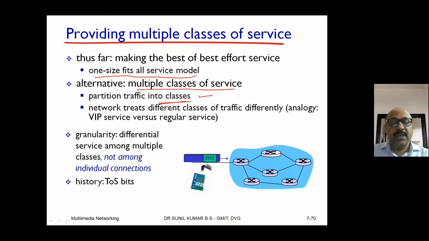So it means that you are not interested in making one single service. You offer multiple types of service depending on the classes of input. So the network treats different classes of traffic differently. Obviously, the expectations of different customers are different, and accordingly they are paying. That's the reason we have to give priority to different people. So in terms of granularity, you can think of differential services among multiple classes, not among individual connections.